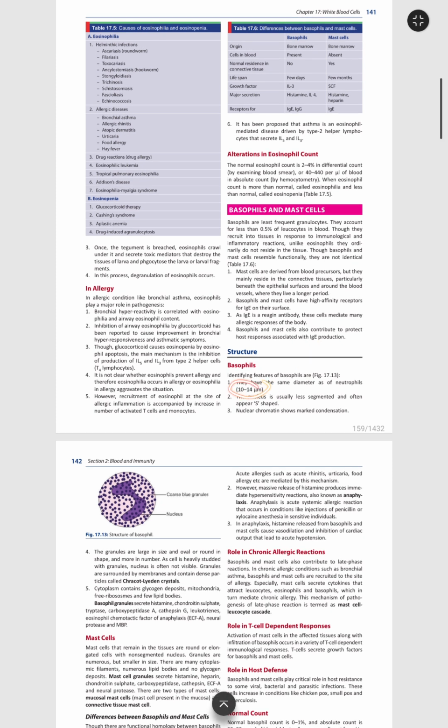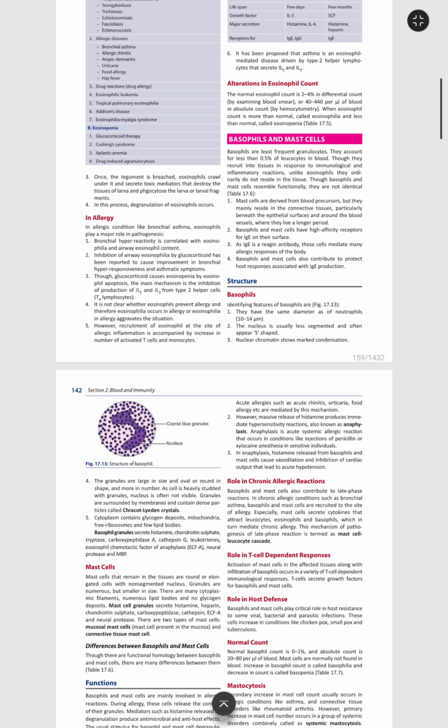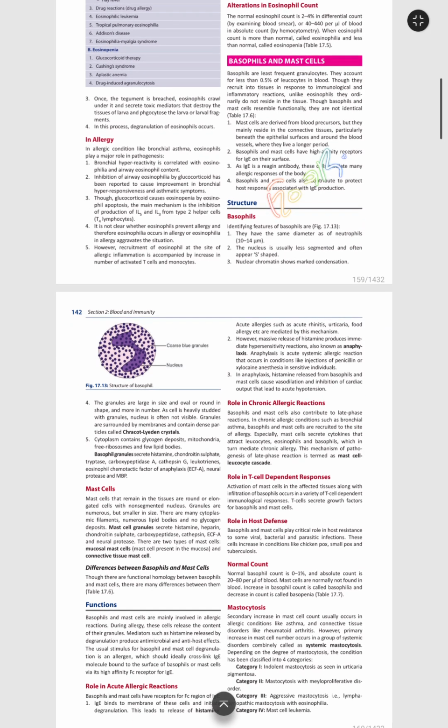It has the same diameter, 10 to 14. Eosinophil, basophil and neutrophil have sort of the same diameter, 10 to 14 micrometer. This is S-shaped, whereas our eosinophil was bilobed, right?